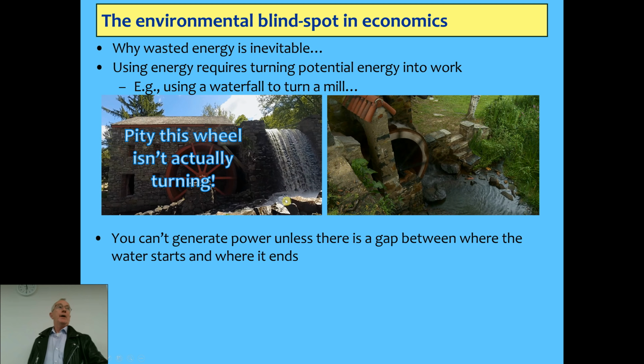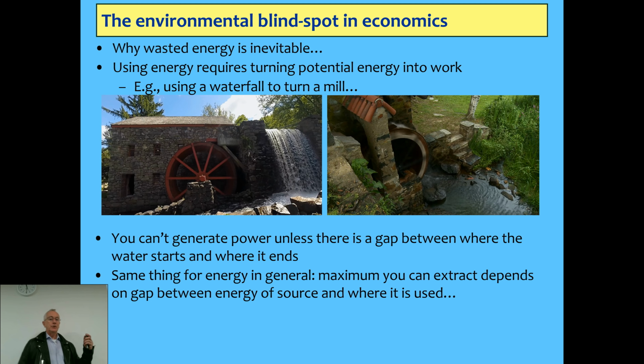Now, the amount of energy you can exploit depends on how far the water's falling and how fast it's falling because it's falling. So in general, you need a gap between the temperature you're exploiting and the temperature you dump into. There has to be that potential gap between the two. Otherwise, you can't use the available potential energy to turn it into real work.